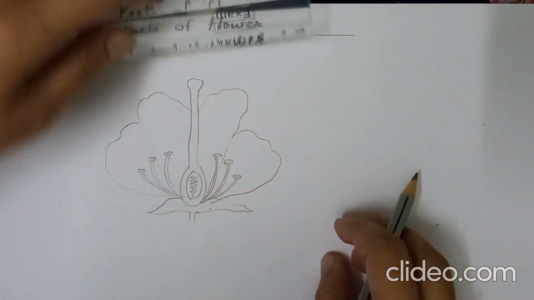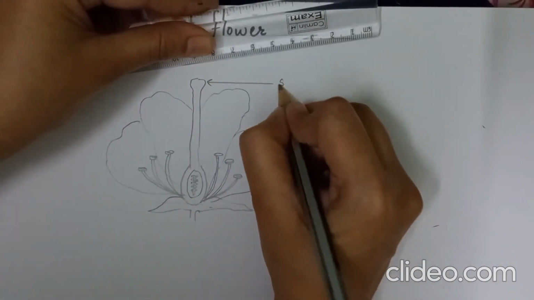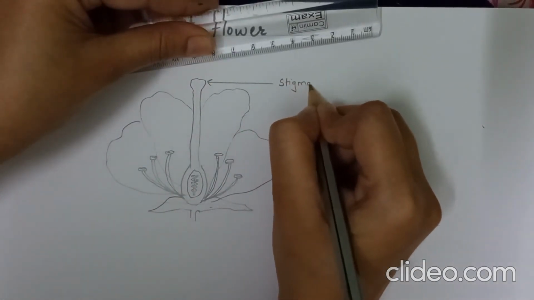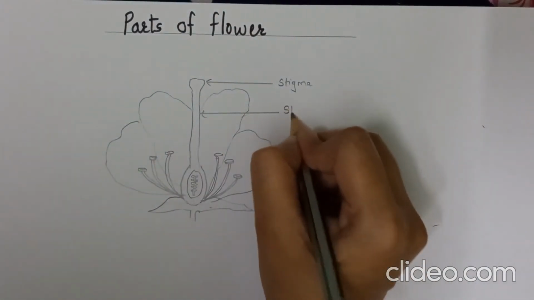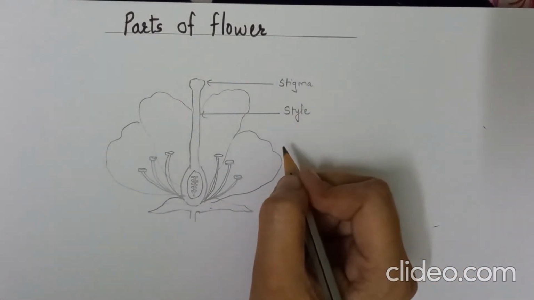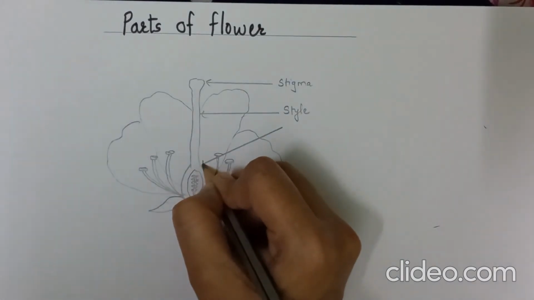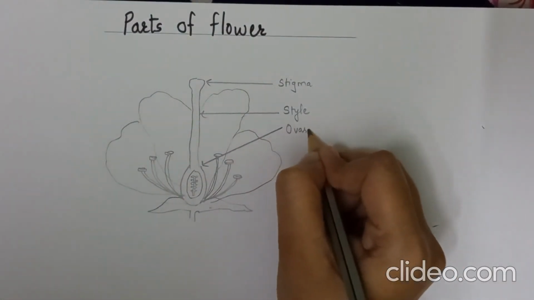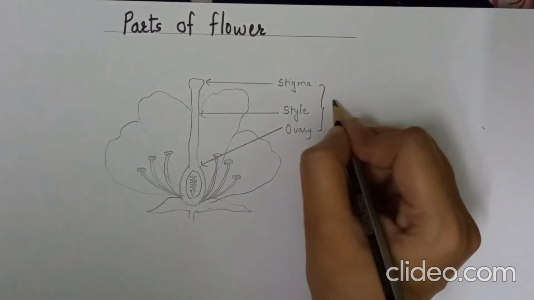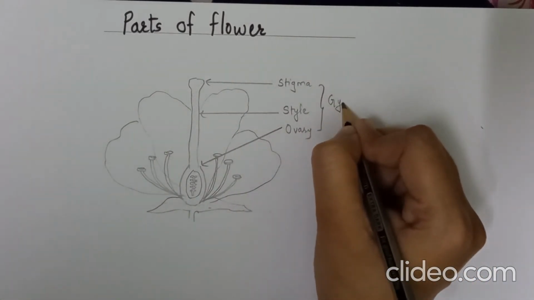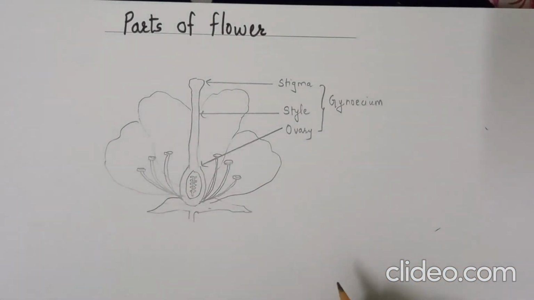Let us label. As I told you, 11 parts. This first part is stigma, and the stalk like structure is your style. Try to give all the names on the right hand side, style. And then we have this, can you see what it is called? Ovary. Okay, write them 3 together: style, stigma, ovary, and you can write that these are the parts of gynoecium, the female reproductive organ.